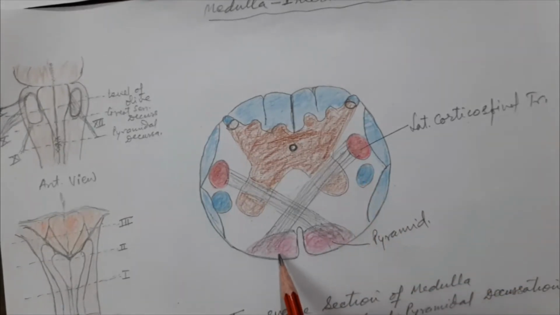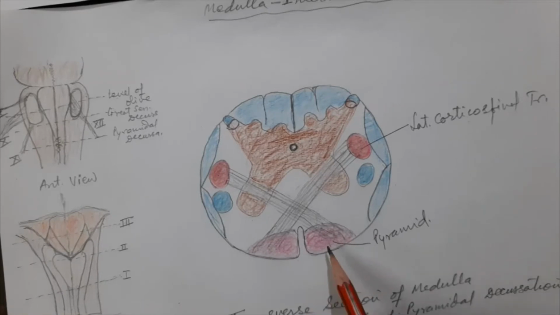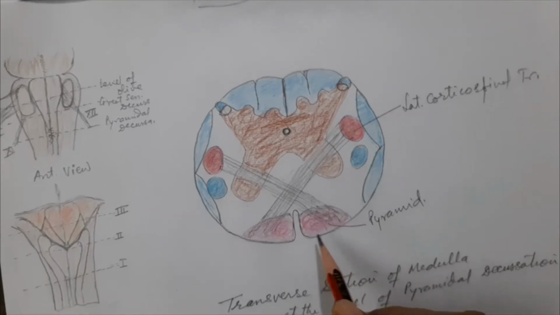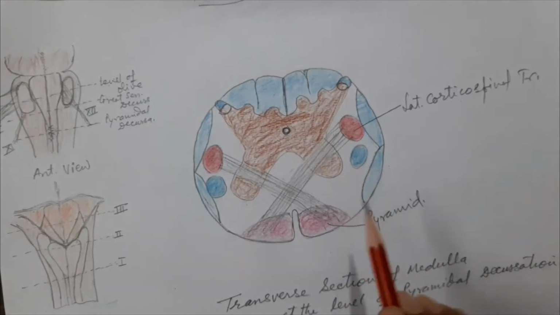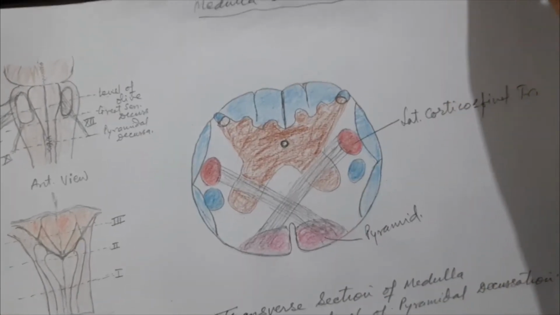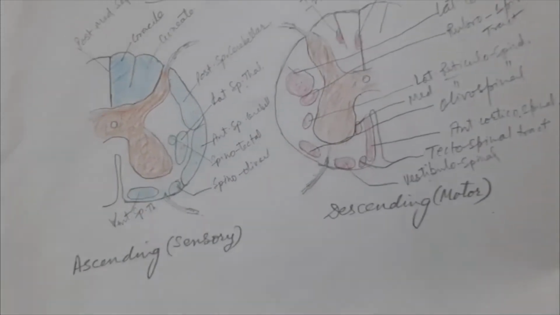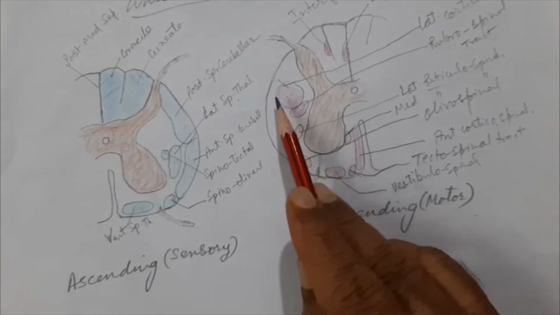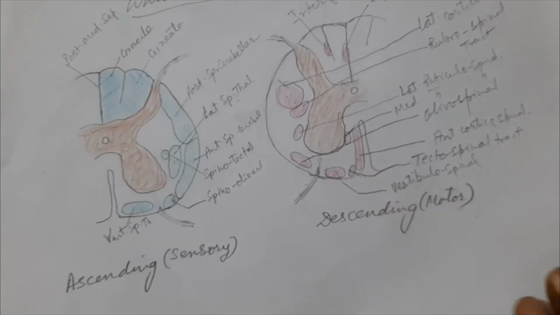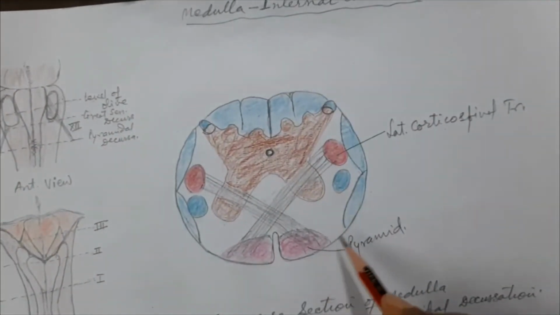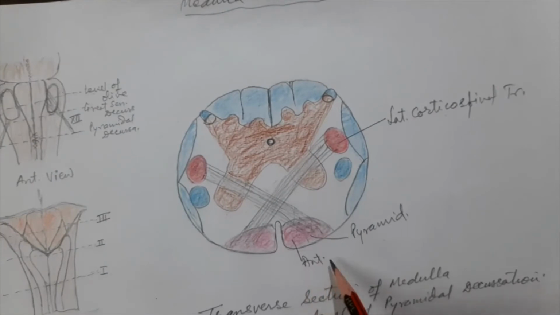Now the remaining fibers: since I said that 75 to 95% will cross, the remaining fibers will be 25 to 5%. They will not cross. They will descend as such downward into the spinal cord, and this lateral corticospinal tract will also descend downward into the spinal cord. Here this was the lateral corticospinal tract, and the remaining fibers form the anterior corticospinal tract in the spinal cord.